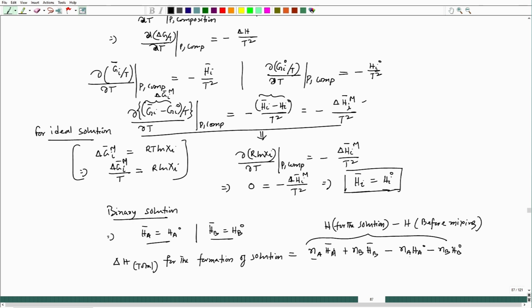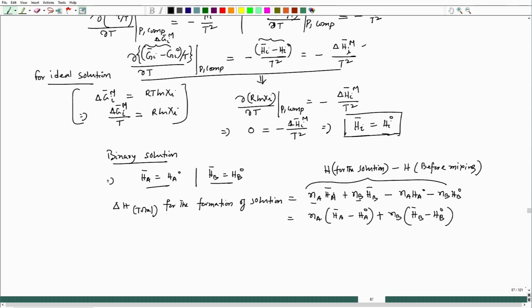And we know N A and N B are the number of moles of A and B which are mixed at a particular temperature and pressure. So, this becomes N A times H A bar minus H A naught, plus N B times H B bar minus H B naught. Okay. So, this is del H total.